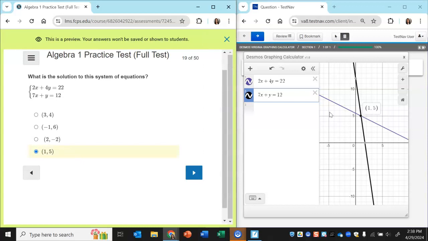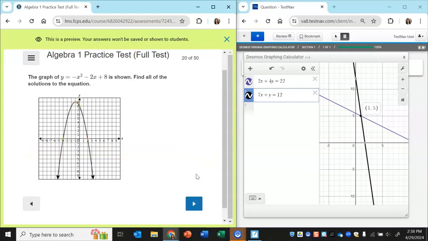This is going to be a pretty easy problem. It says here, the graph of y equals negative x squared minus 2x plus 8 is shown. Find all the solutions. So like I said, solutions is where the graph crosses the x-axis. Unless it's a system of equations, then it's where they cross each other. But in this case, this is where the solutions are, not the vertex, not the y-intercept, only these two.